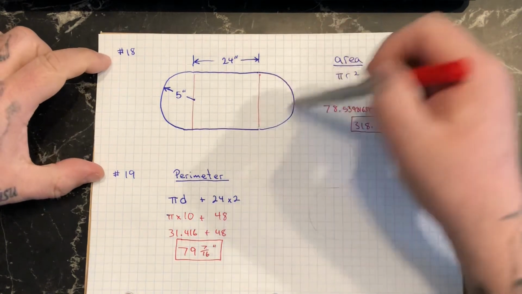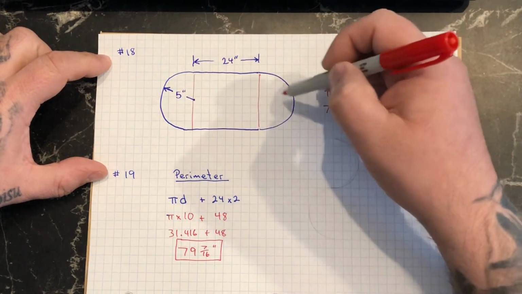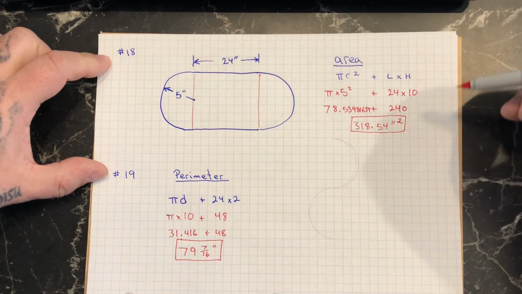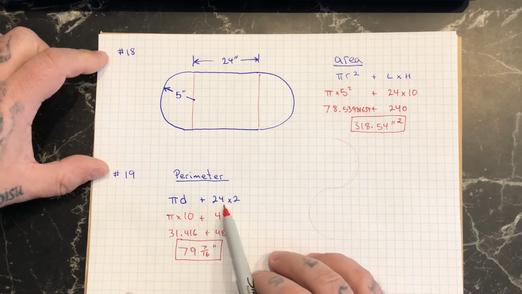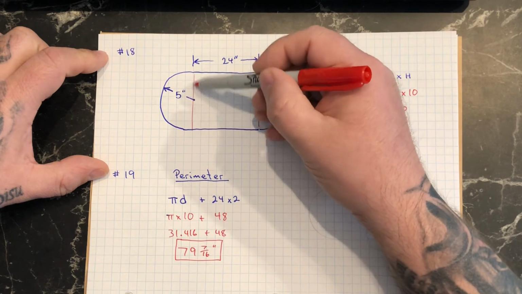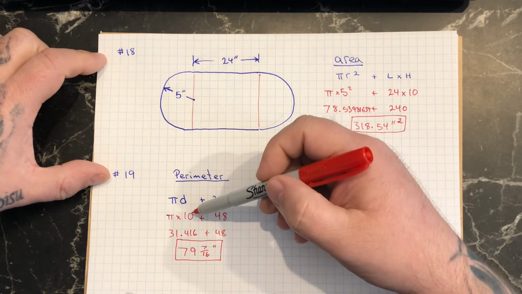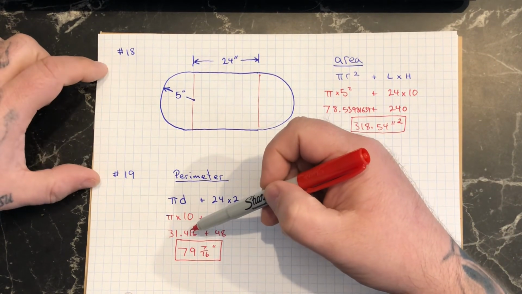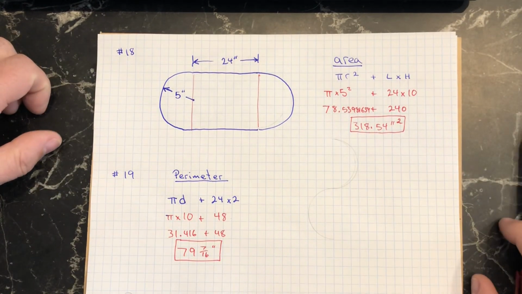The perimeter of this thing is just going to be adding up the circumference of the circle plus 24 and 24. So perimeter is pi times diameter plus 24 times 2. So the diameter of this, if the radius is 5, the diameter is going to be 10 inches. So pi times 10 plus 48. So it's 31.416 plus 48 is 79 7/16.